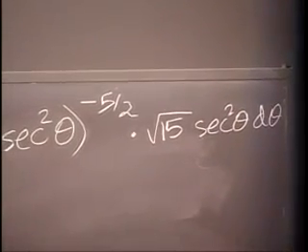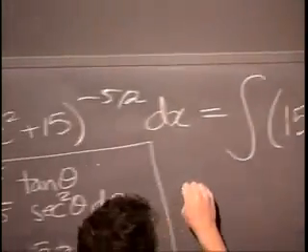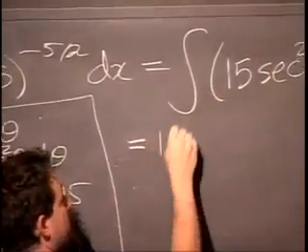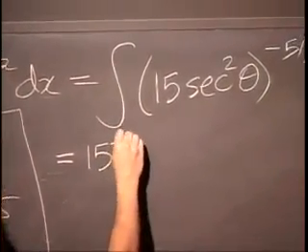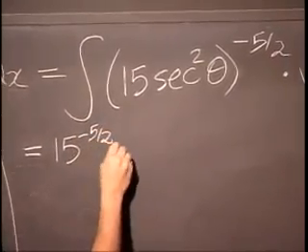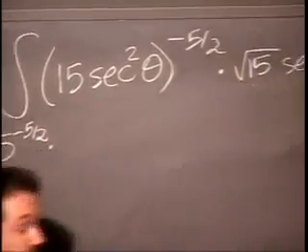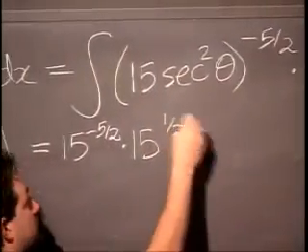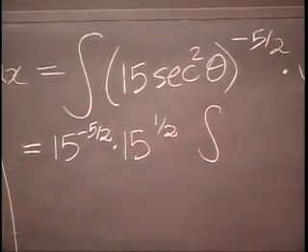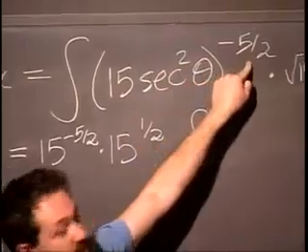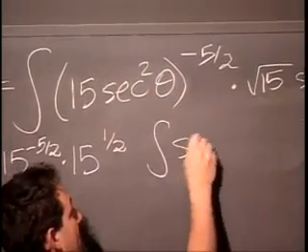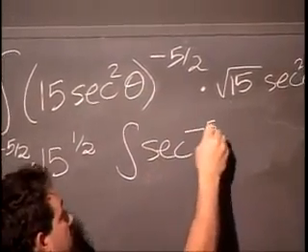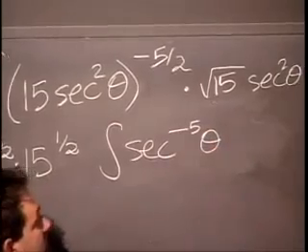Now what? Well, let's deal with the constants first. We'll have 15 to the minus 5 halves from there, and we might as well write this as 15 to the 1 half. And then we'll have the integral. 2 times minus 5 halves is secant to the minus 5 theta.